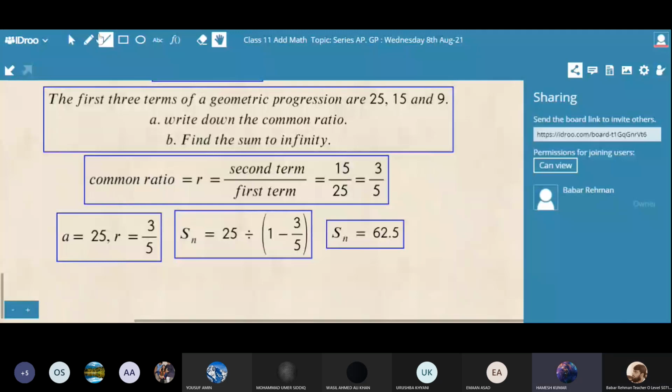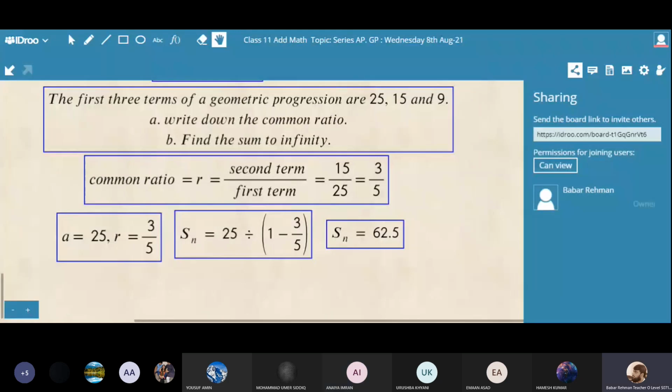Sir, I'm myself a little confused about it. Confused about it. Iman, have you understood? Or can you explain what is sum to infinity? Hello, Iman, are you there? Hello, student. Anaya, can you explain what is sum to infinity? Sir, I am also confused about it. When did you join the class? Sir, 2 minutes ago.